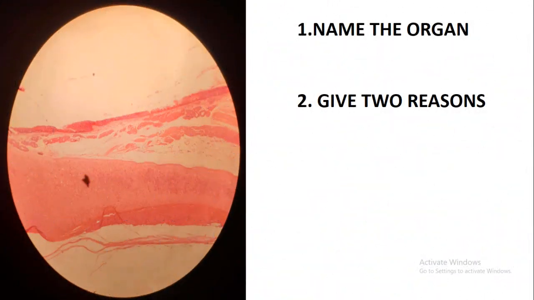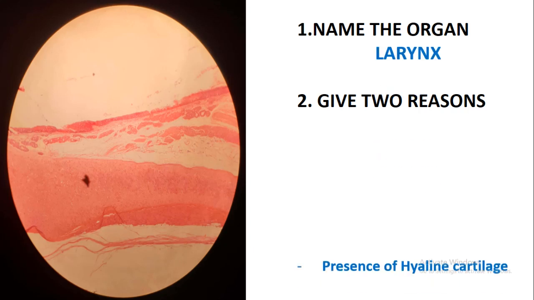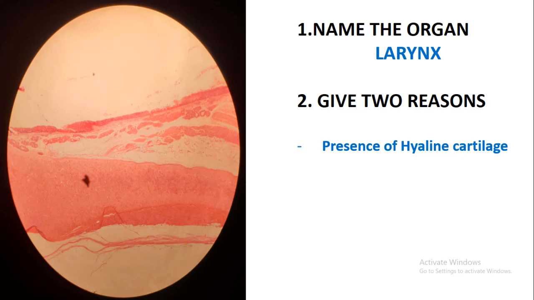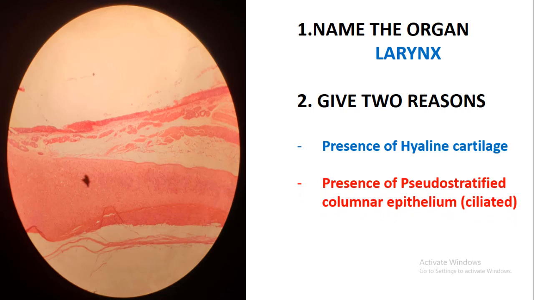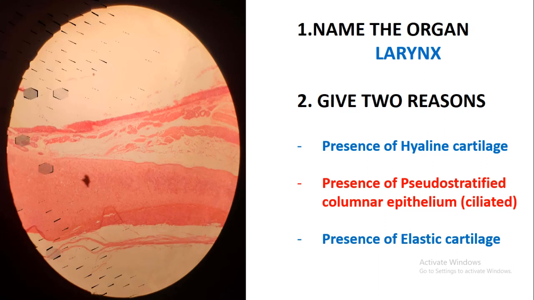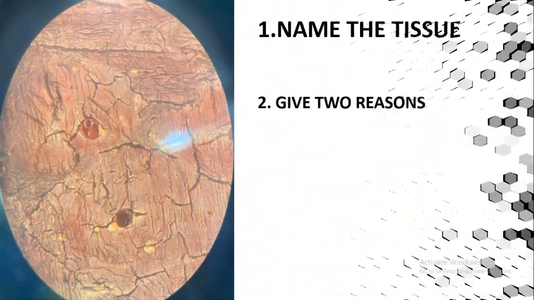The next slide is name the organ. This is simply the larynx. Give two reasons. One, the presence of hyaline cartilage. Two, the presence of pseudostratified columnar epithelium, which is ciliated. And three, you can talk about the presence of elastic cartilage. This means that the larynx has two types of cartilage: the elastic cartilage and the hyaline cartilage. Let's quickly move on and look at the next slide.